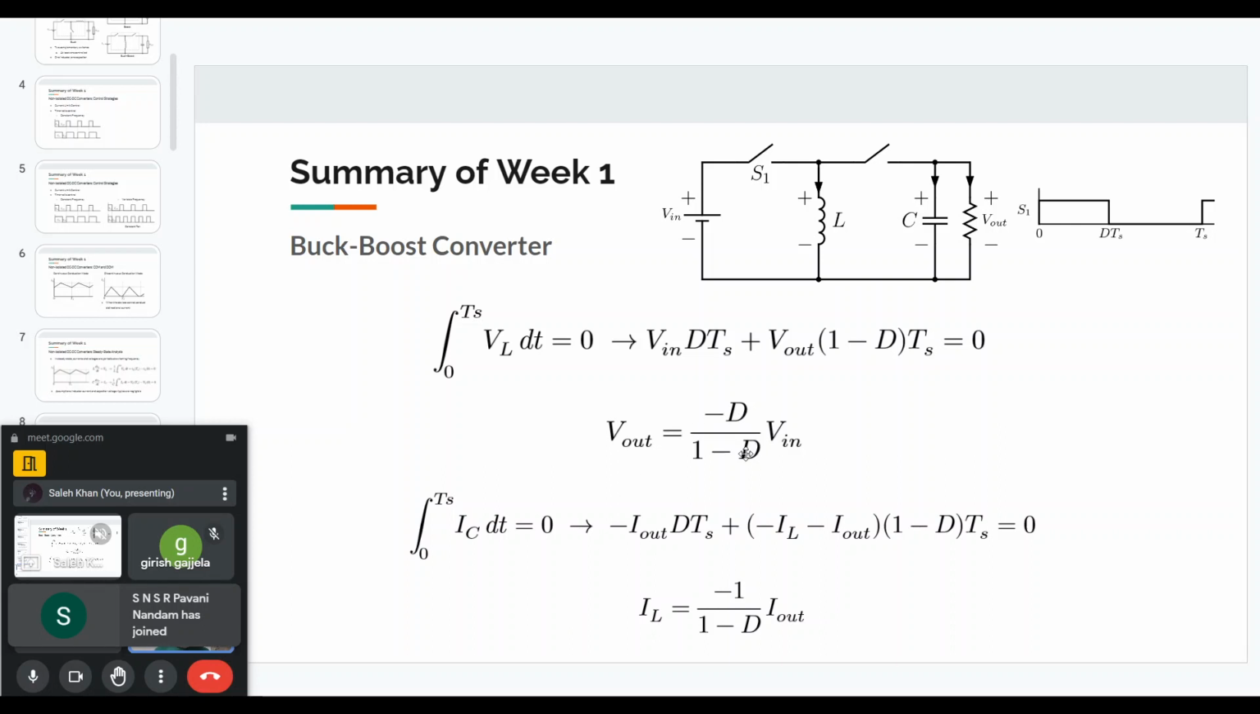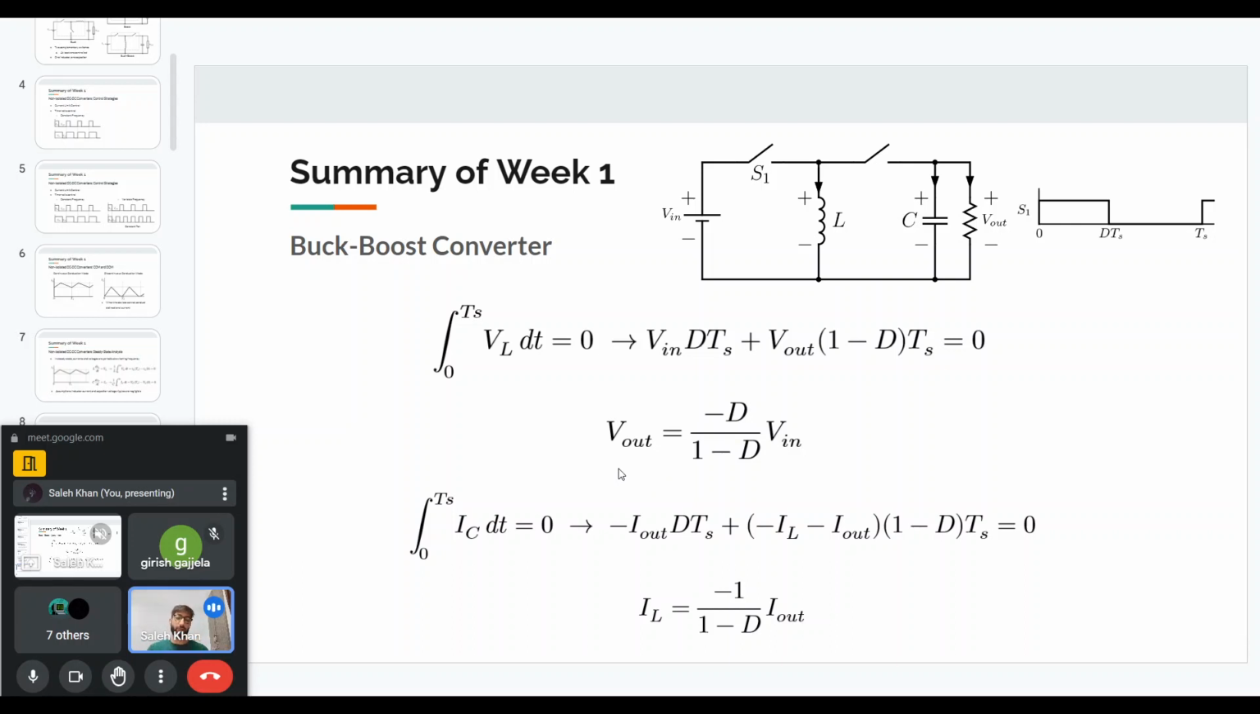And you can also see that the duty ratio can vary from 0 to 1, and if you substitute different values of duty ratio in this equation, you will find that the output voltage can be less than the input voltage, and it can also be more than the input voltage. So that is why this kind of converter is called a buck boost converter. Buck means I am stepping down the voltage, so the output voltage will be less than the input voltage, and boosting means I'm stepping up the output voltage. Since this converter is able to do both, step down as well as step up, it is called a buck boost converter.